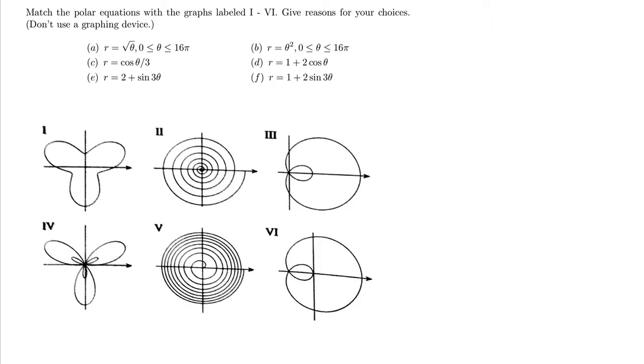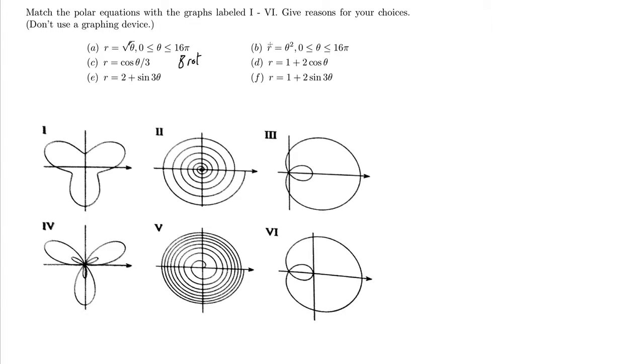Okay, so for the first one, we have r growing as a function of theta. As the rotation gets larger, the radius gets larger. Okay, and it does this for 16 pi. So 2 pi, right? 2 pi is 1 rotation. 16 pi is 8 rotations. So it looks like it's going to be either this one or this one because it just constantly grows, right?